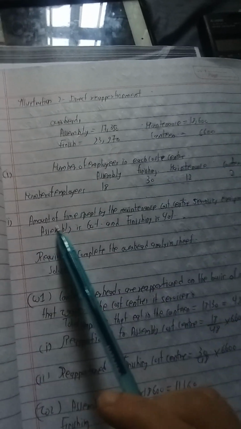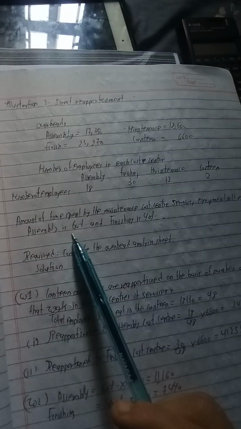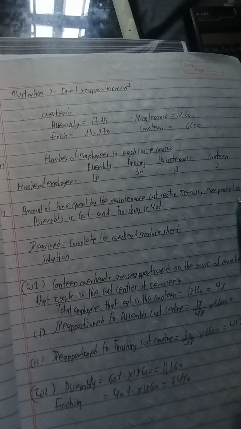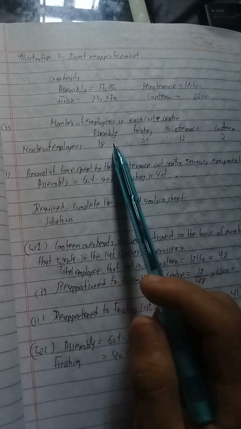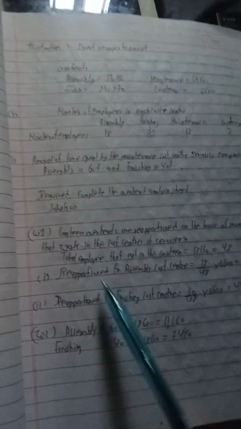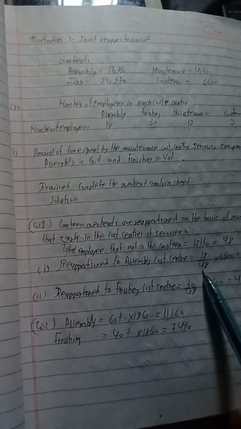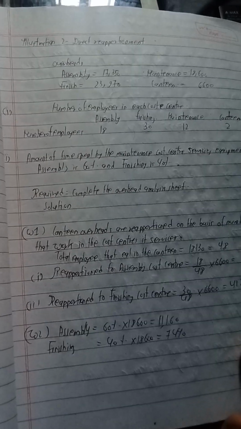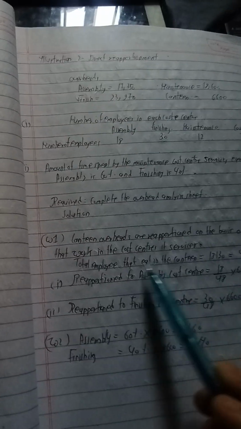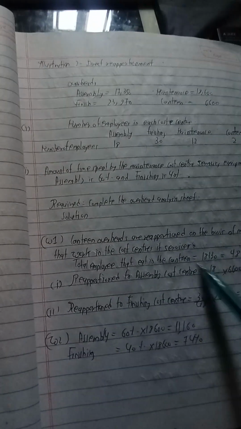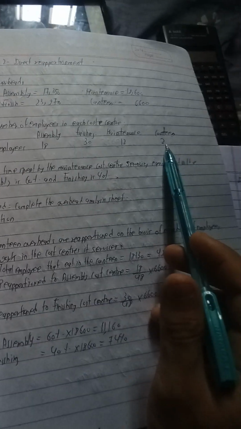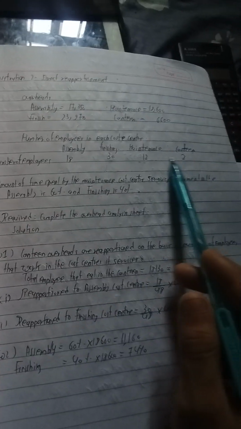So the number of employees is given here for canteen. For assembly we have given the percentage in order to reapportion. For the basis of reapportionment, we have here people, here percentage. Total employees 48. In canteen the total employees is 48. We don't include maintenance and canteen. We only include assembly and finishing. We only include the production departments, not service cost centers.